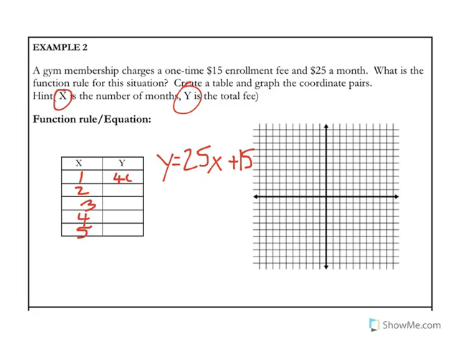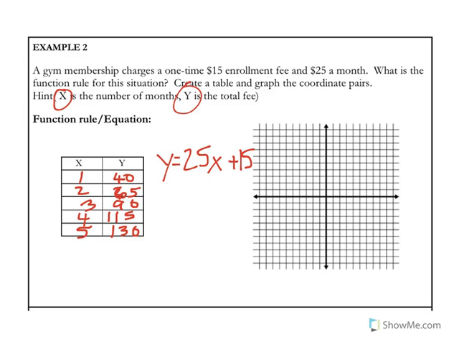First one is 40. Second one is 65. Third one is 90. I can just add 25 each time I go. The next one is 115. The next one is 130. Okay, so I'd have to graph these, which of course would be a little challenging, but you can jump by 5s. So 1, 5, 10, 15, 20, 25, 30, 35. No, I think we'd have to jump by 10s.